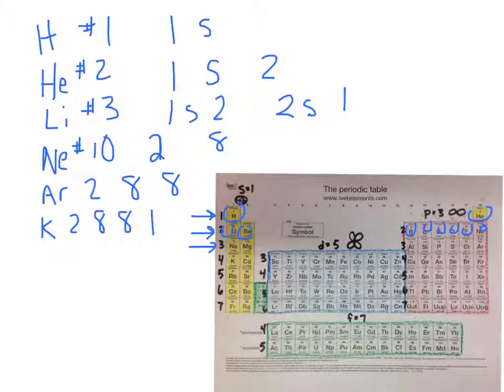Now the reason is that 4S right here, this group right here, has a lower energy, I guess I should do it in red, has a lower energy than the 3D. So I'm going to fill that up first before I fill up the 3D. Alright, hopefully that makes a little bit of sense to you.